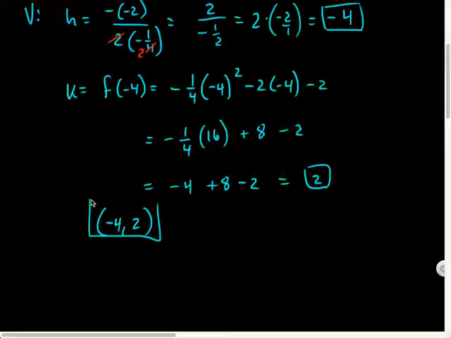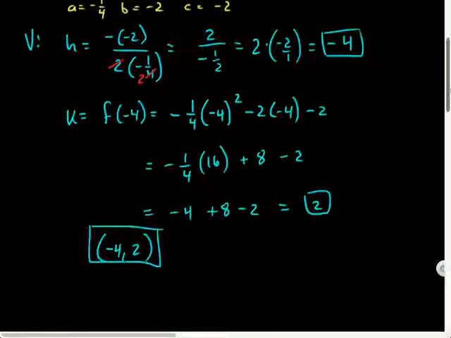Negative 2x. Wait, why is it 2? Because negative 4 plus 8 is positive 4, and 4 minus 2 is 2. And you got the negative 4 because you have to put the 1 and the 16 together. You got it, dude. You got it.